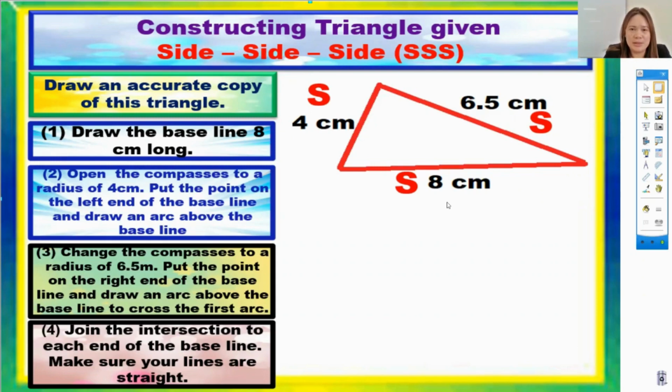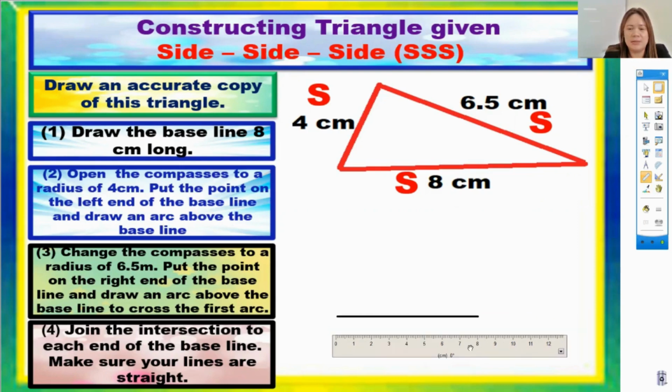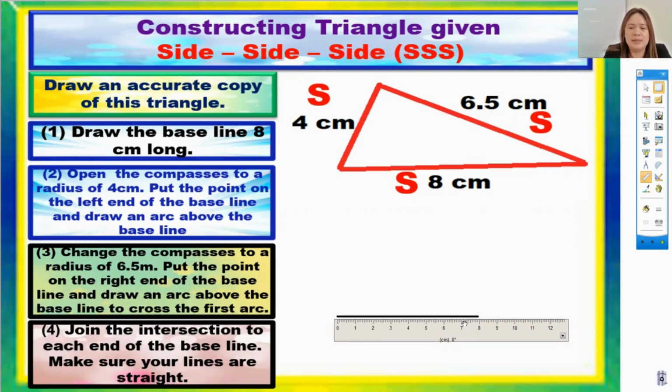All right, so let's check your answer. If you need more time, you can pause the video and continue constructing the triangle. We will start with the baseline using a ruler. I need to draw an 8 centimeter baseline. So from 0 centimeters, I draw to 8 centimeters. Again, it's 8 centimeters here.